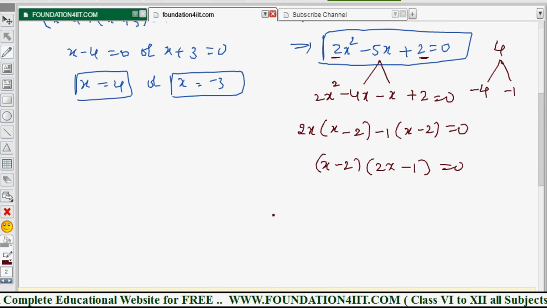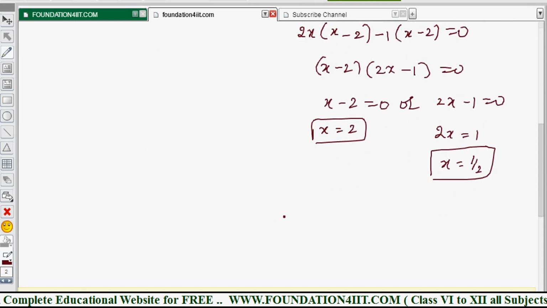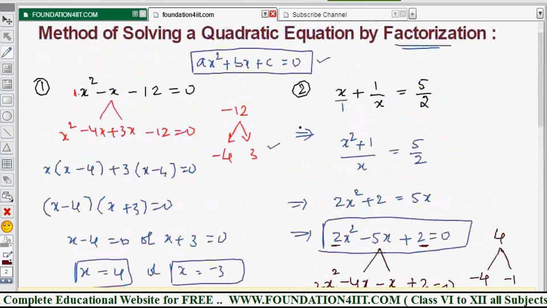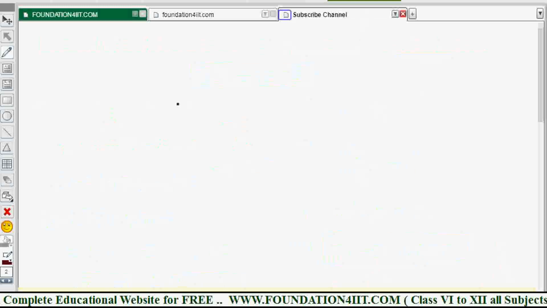Now according to the zero product rule, x minus 2 is equal to 0 or 2x minus 1 is equal to 0. Then from this, x is equal to 2 is one of the roots. And from this, 2x is equal to plus 1, x is equal to 1 by 2. Therefore your solution set. You must write the solution set compulsorily for problems like this. So the solution set is 2 comma 1 by 2. Because it's a quadratic equation, you get two solutions.